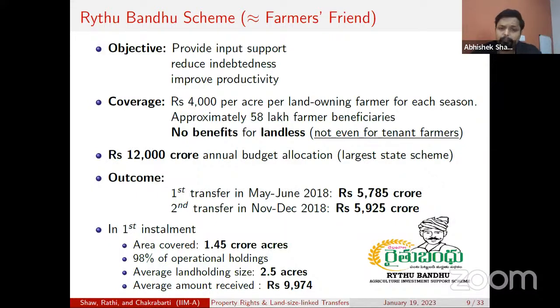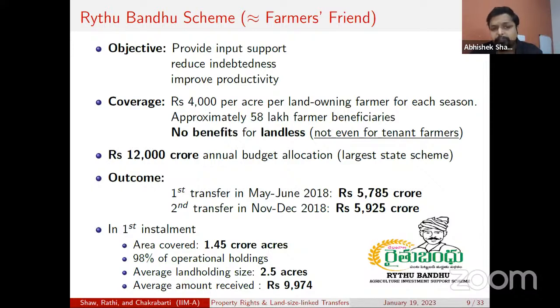So, one thing to remember here is when we talk about landowning farmers or landowners, if you don't own land but you're cultivating land, or if you're landless, and basically even if you're cultivating land, you won't have any benefits coming to you. It will go only to the person who owns the land. So tenant farmers are, by design, excluded, and this is something that has been talked about within Telangana, and there is a lot of disagreement about why the scheme had to be designed this way.